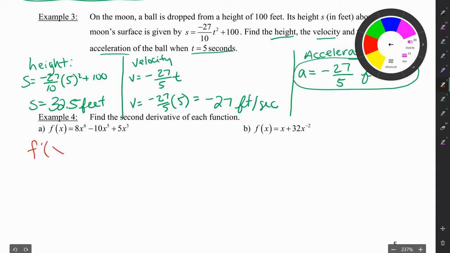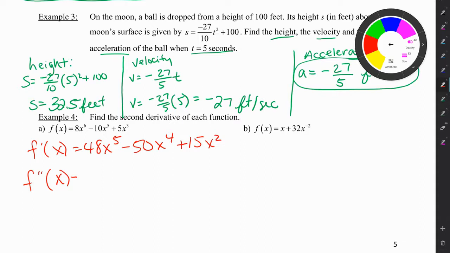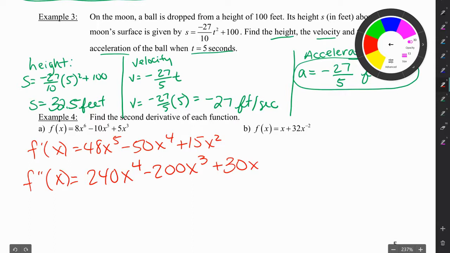The first derivative, 8 times 6 is 48, x to the 5th minus 50x to the 4th plus 15x squared. For the second derivative, I'm not going to be able to do that one quite as fast because I'm going to need a little bit of calculator help to do 48 times 5, which is 240. X to the 4th minus 50 times 4 is 200. X to the 3rd plus 30x. And there's our second derivative.